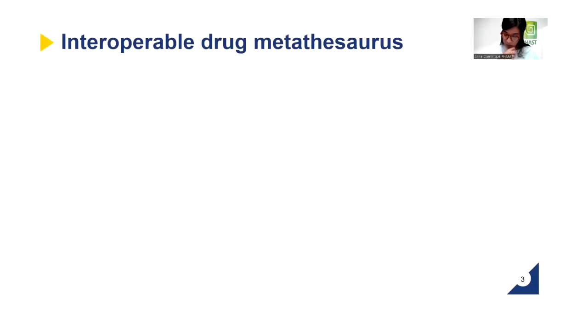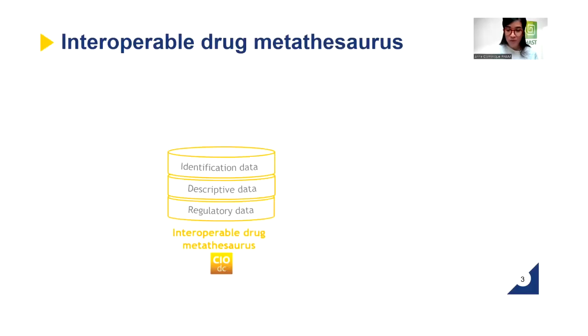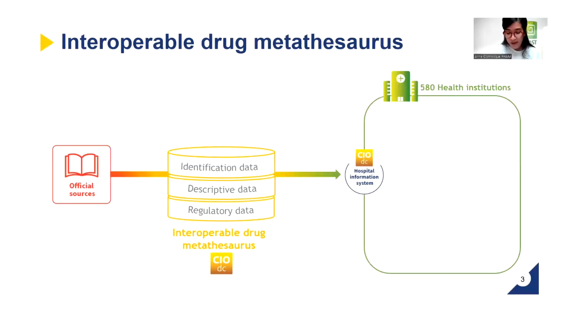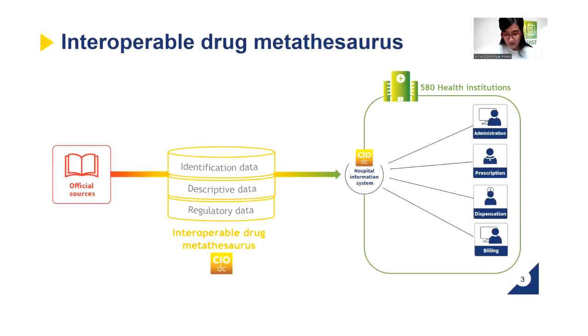So at FAST, one of our main activities evolves around an interoperable metathesaurus of drugs. What we do is provide medication information sourced from official health bodies in a standardized manner to support semantic interoperability in clinical drug-related workflows. This data is distributed to healthcare institutions and can be used by various computer applications involved in the medication process.